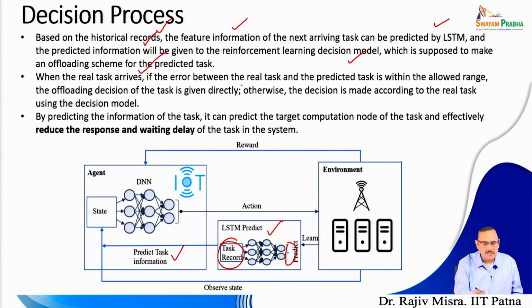Now, when the real task arrives, if the error between the real task and the predicted task is within the allowed range, the offloading decision of the task is given directly, otherwise the decision is made according to the real task using the decision model. By predicting the information of the task, it can predict the target computation node of the task and effectively reduce the response time and the waiting delay in this particular system.